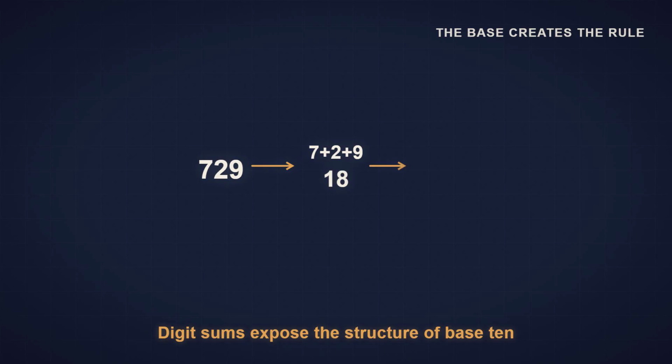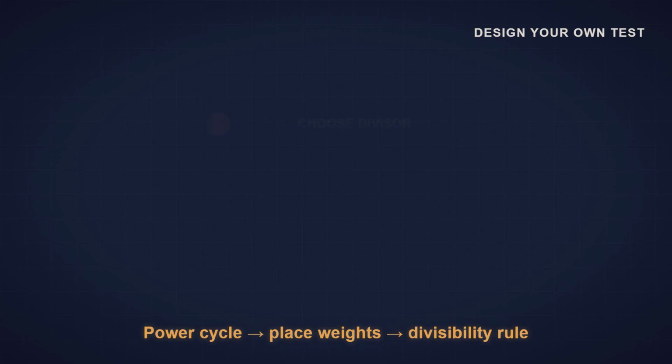The shortcut works because base 10 is 1 more than 9. What looked like a coincidence among digits is really a structural shadow of the number system itself. The broad lesson is an algorithm for discovering rules.